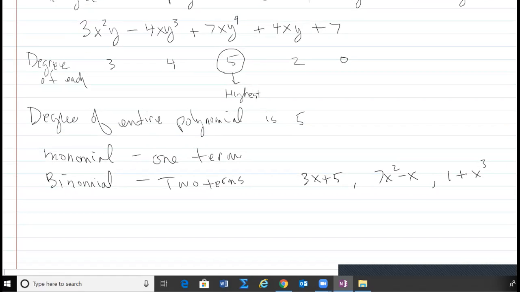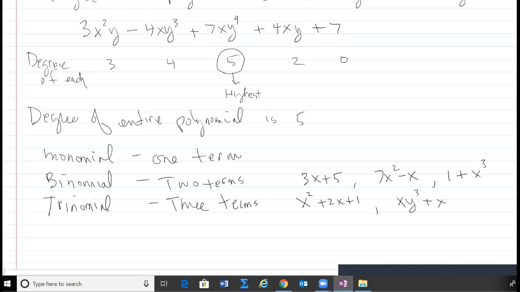Okay, and a trinomial, I think you can guess what that would be. Trinomial, that has 3 terms. So you might have an x squared plus 2x plus 1, or an xy to the third plus x plus 7. 3 terms. So there's a couple examples of a 3-term polynomial. Anything higher than that, we don't really have a special name for. We call it a multinomial if you want.